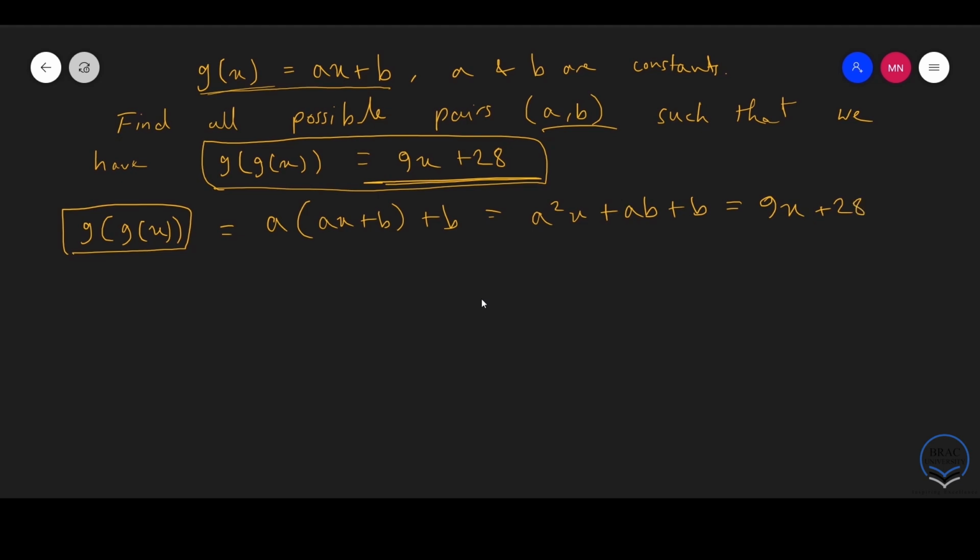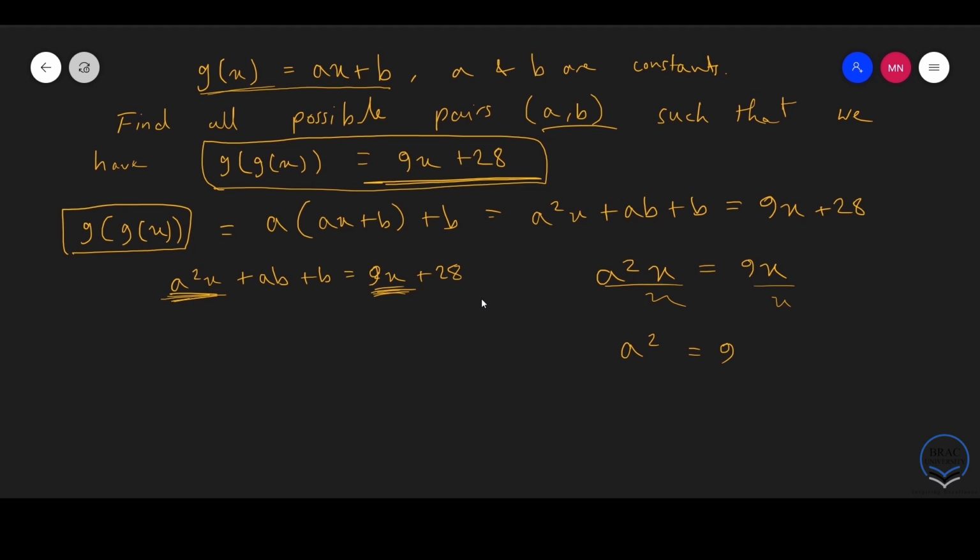And now we see that on the left side and on the right side we both have an x term, a term that contains the variable x. So now we can just equate the coefficients of this variable. So we have a squared x is equal to 9x, and now we can divide both sides by x, and we have a squared is equal to 9. All we did was equate the coefficients of x together.